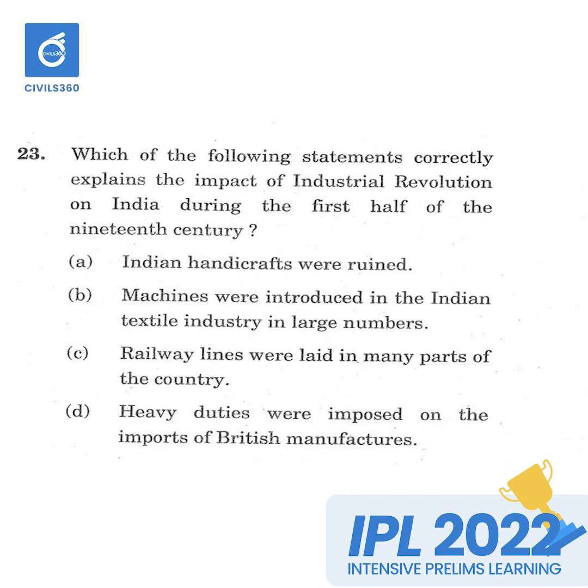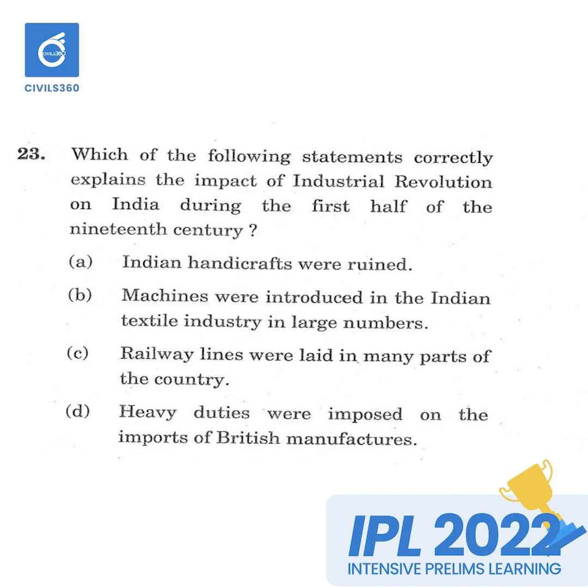Option A, Indian handicrafts were growing. Option B, machines were introduced in the Indian textile industry in large numbers. Option C, railway lines were laid in many parts of the country. Option D, heavy duties were imposed on the import of British manufacturers.